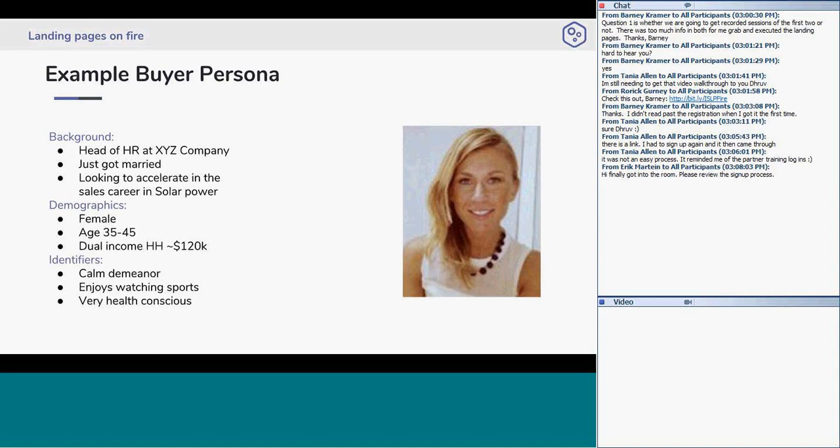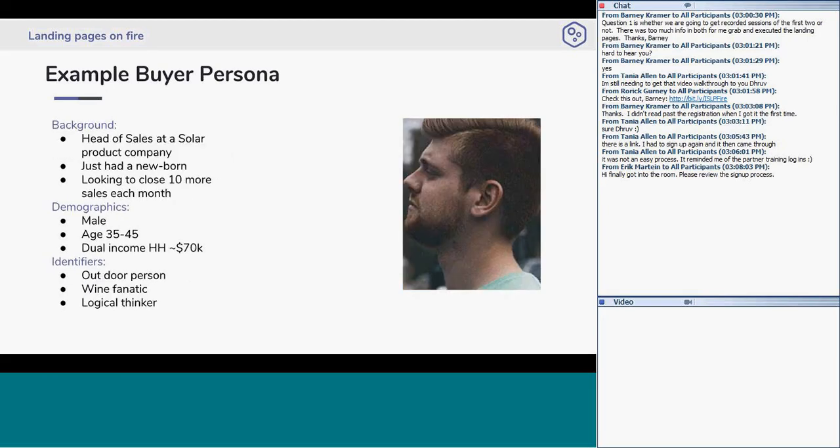So the first persona, and some of the background information of this persona, is this person is the head of HR at XYZ company, just got married, looking to accelerate a sales career in solar power because she sees the opportunity and she wants to jump on it. The demographics say she's female, the age range is 35 to 45, dual household income of roughly 120K a year. Identifiers of who she is or how she interacts with people: she has a calm demeanor, always watching sports, and very health conscious. So she has an active lifestyle.